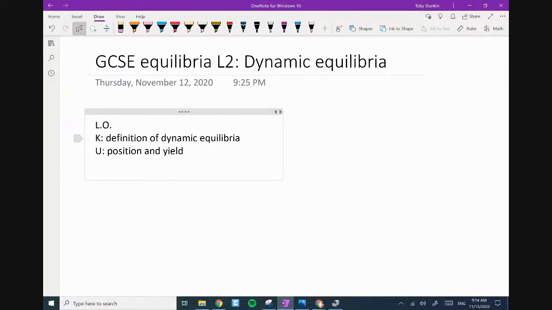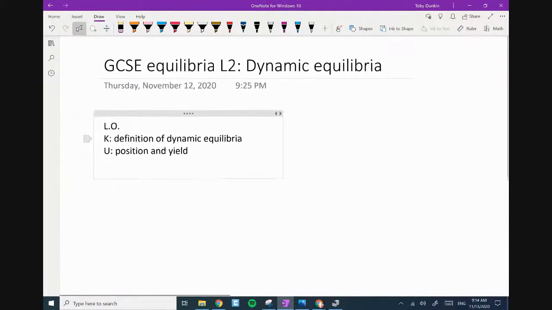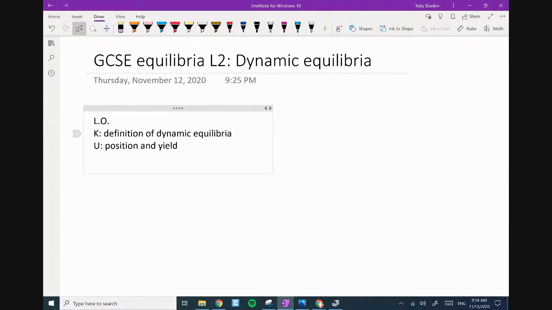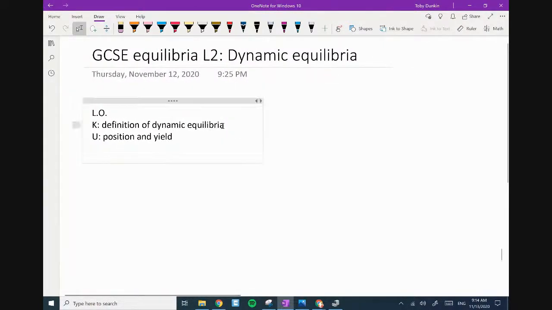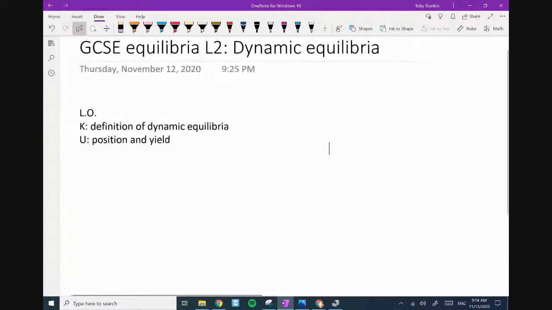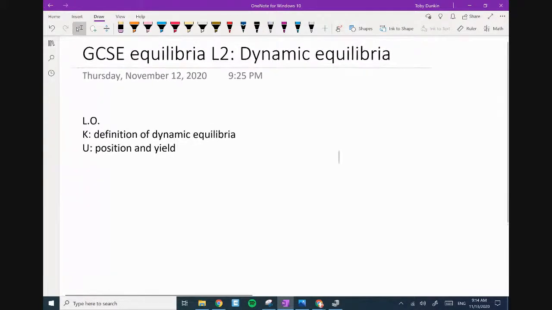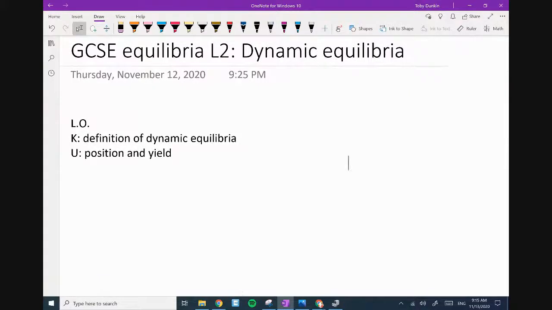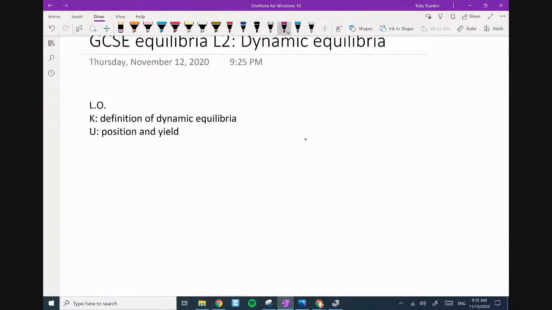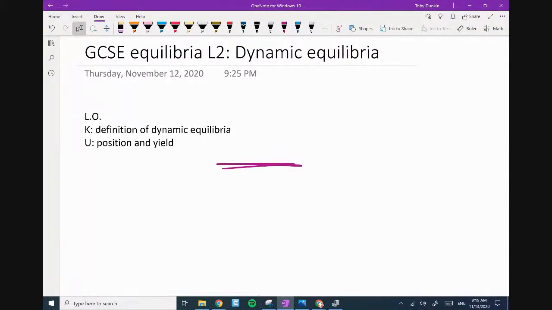So, GCSE Equilibrium Lesson 2, Dynamic Equilibria. Equilibria and equilibrium are kind of the same thing. They don't really make the distinction at Edexcel, at GCSE especially. Okay, so now that we realize that some reactions are reversible, we now need to look at this in a much more detailed scenario and understand what's actually going on.